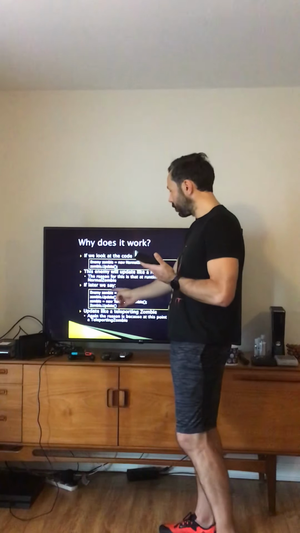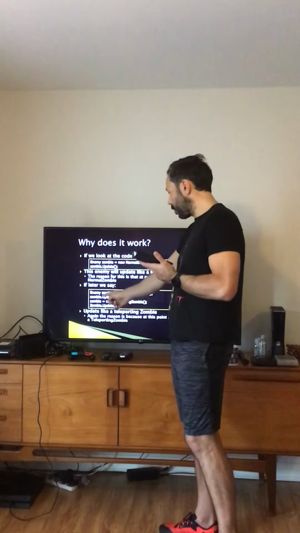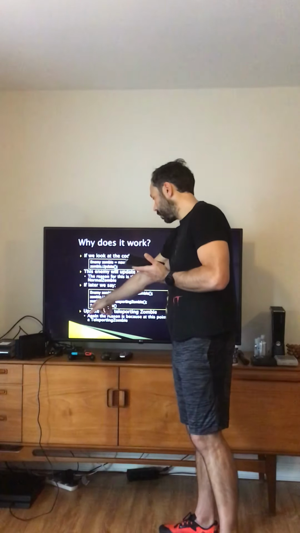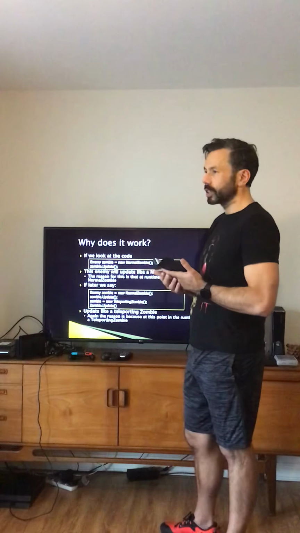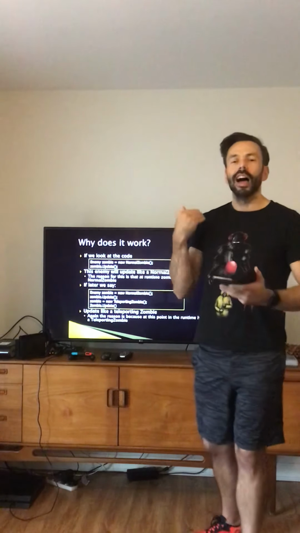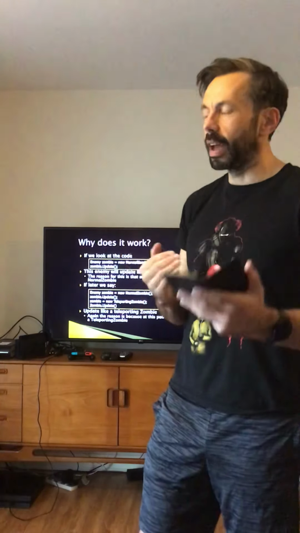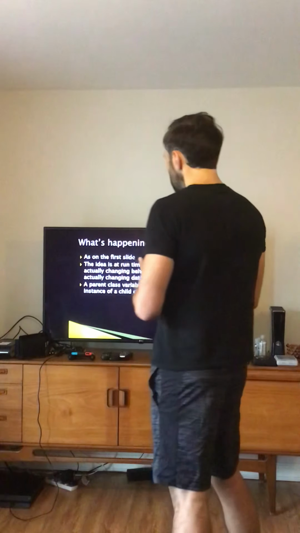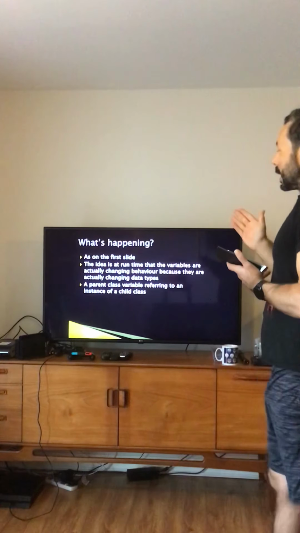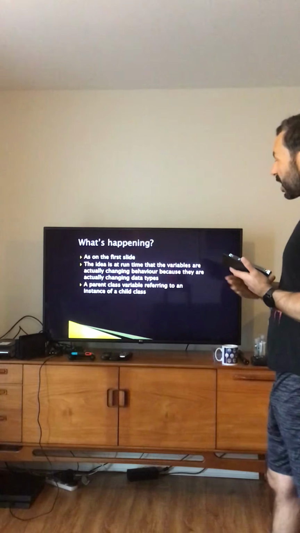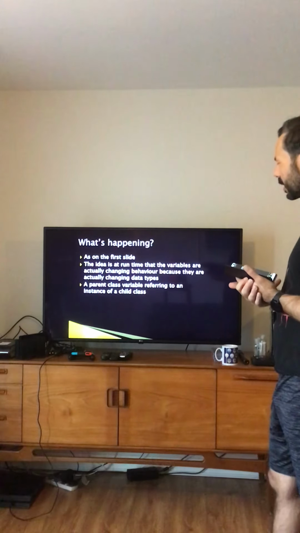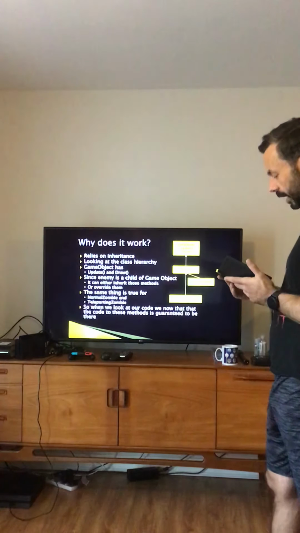So at this point in runtime, it's a normal zombie, yep. And then when we get to here, yep, it should be a lowercase z, it is then a teleporting zombie, which then, of course, affects its behavior because its type has changed and the behavior is dependent on the type, how the method is overridden in the base class. So what's happening is that at runtime the variables are actually changing behavior because they're changing data types. Okay, so a parent class variable referring to an instance of a child class.